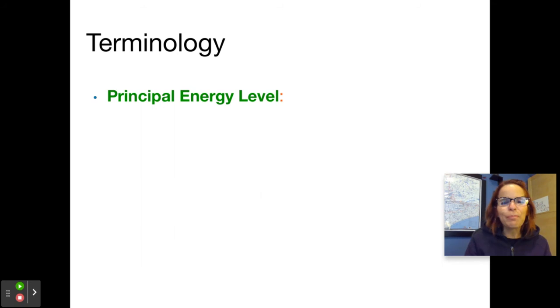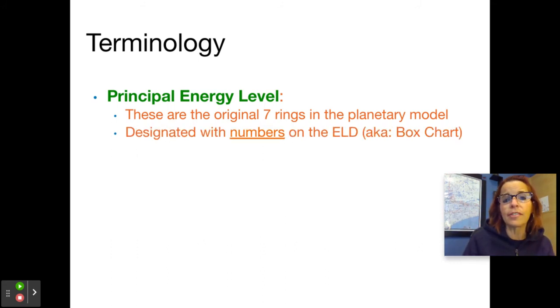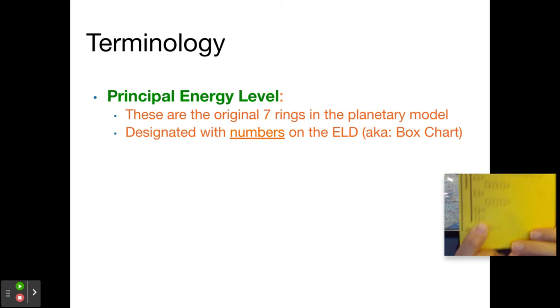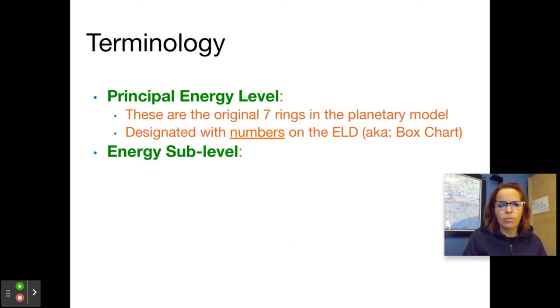All right, so moving on, the principal energy level. These are the original 7 rings in the planetary model of Bohr's model. So there are 7 principal energy levels. They are designated with numbers on the box chart. So if you look at your box chart, you can see, for example, that this little box right here says 1s. This one says 2s. Those are the principal energy levels, and we'll come back to those a little bit later.